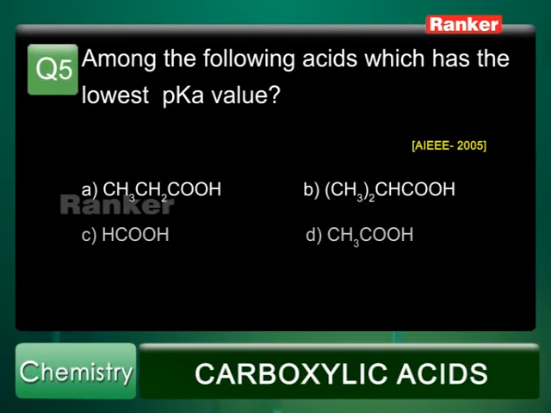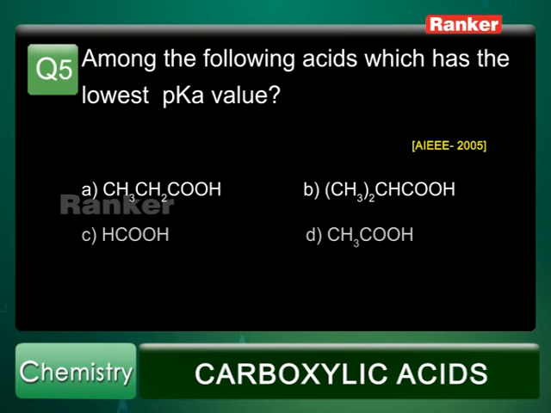Appeared in the IIT-JEE in 2005. The question says that among the following acids, which has the lowest pKa? As we see, if the Ka value is highest, the acid will be the stronger acid, but the lowest pKa value is the strongest acid. So we have to search for the acid which has the lowest pKa, meaning strong acid.